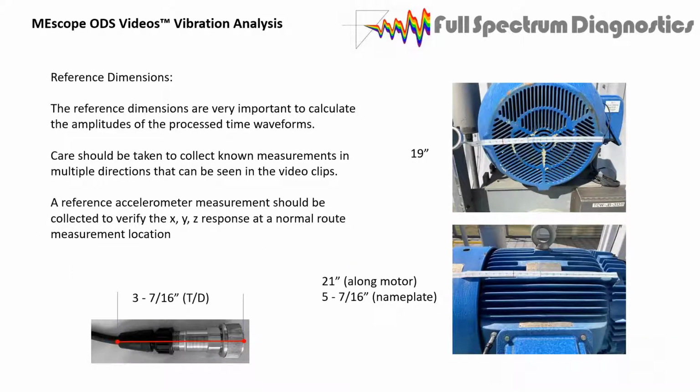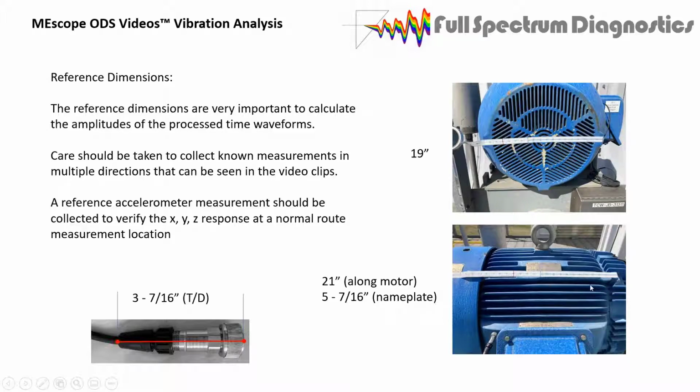Reference dimensions are really important, and sometimes people don't think about this, but you're actually scaling the vibration measurement to the vibration structure. So it's important so that we calculate the amplitudes of the time waveforms in the spectrum properly. Reference accelerometer measurements should be used to collect the X, Y, and Z responses at a normal route measurement location. If I'm taking a measurement, I need some type of reference. The diameter of this motor bell housing was 19 inches, so that was my first shot at that.